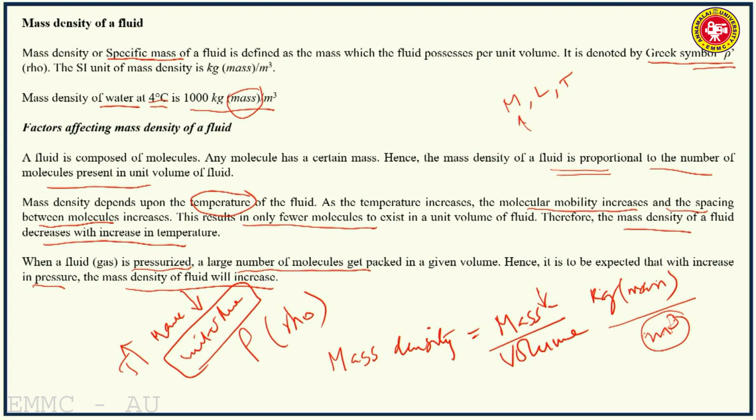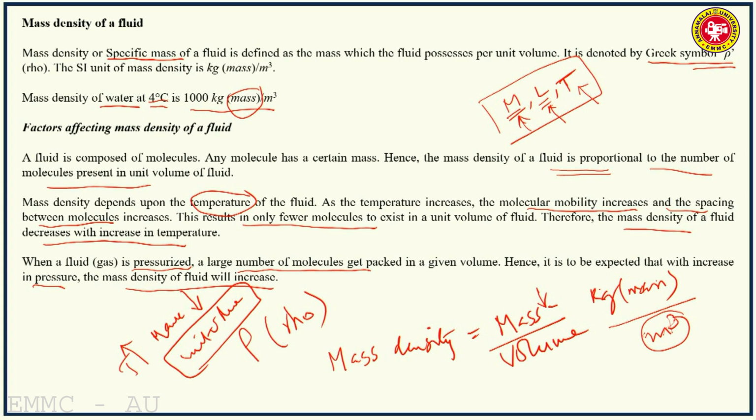Be it in kilogram mass or metric slugs or any other unit, the dimension for mass is capital M. The dimension for length, be it in millimeters or meters or yards or foot or centimeter, is L. And time, be it in hour or day or seconds or minutes, the dimension is T. So MLT, these three dimensions we can use.